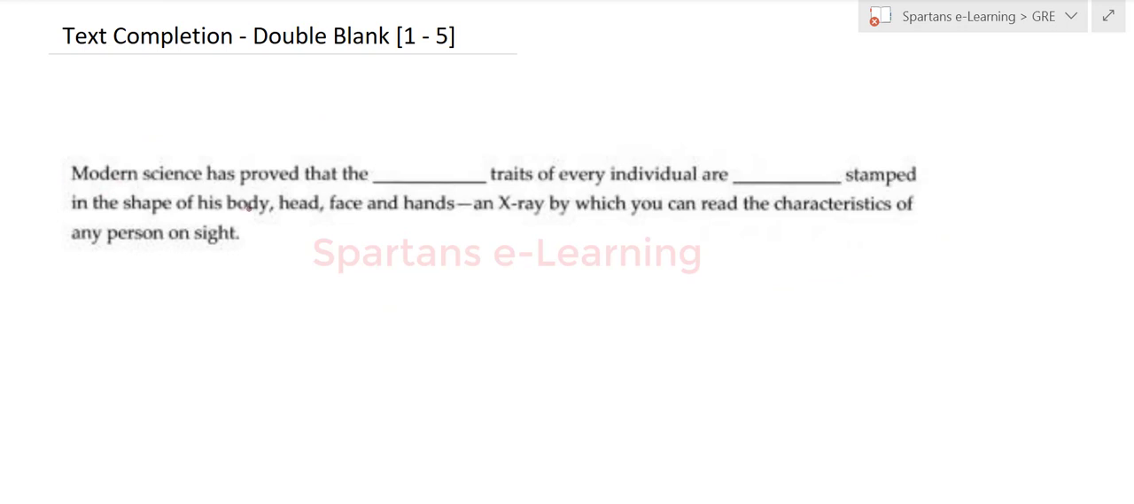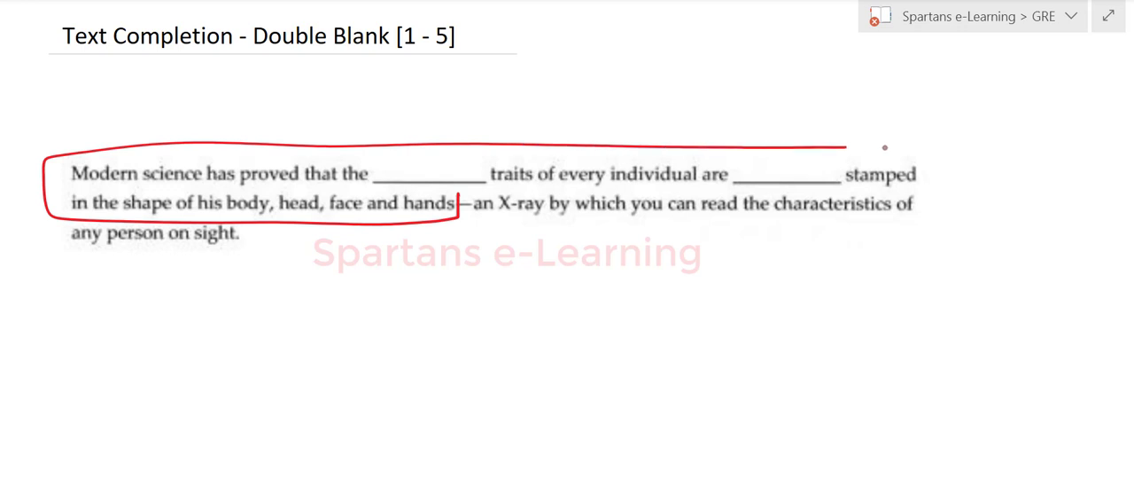Now, modern science has proved that dash traits of every individual are dash stamped in the shape. Till here, this whole thing is one particular clause, right? From this one you are not going to get any meaning or any hint, because in this particular sentence itself there are two blanks, and from this sentence you won't be able to answer the question. Now this question can be answered by taking the help of the following clause, this one.